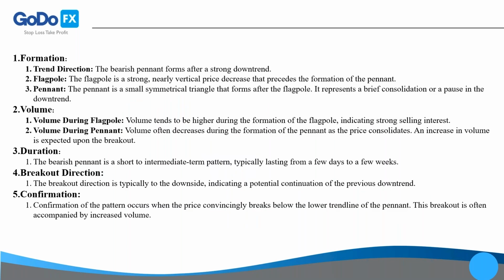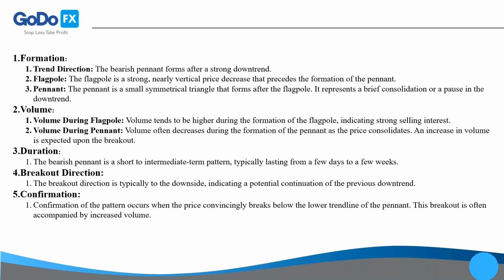So concerning the key characteristics of it, the bearish pennant forms after a strong downtrend. The flagpole is a strong, nearly vertical price decrease that precedes the formation of the pennant, and the pennant is a small symmetrical triangle that forms after the flagpole, which represents a brief consolidation or a pause in the downtrend.